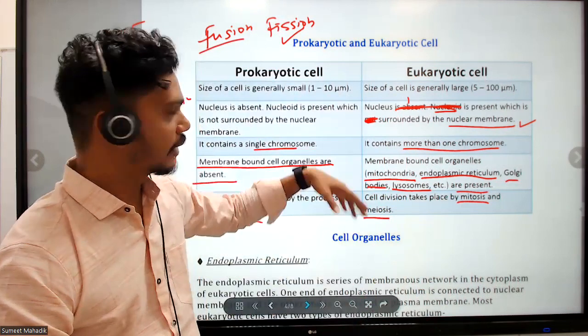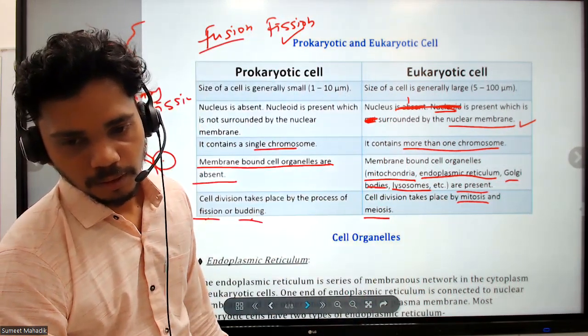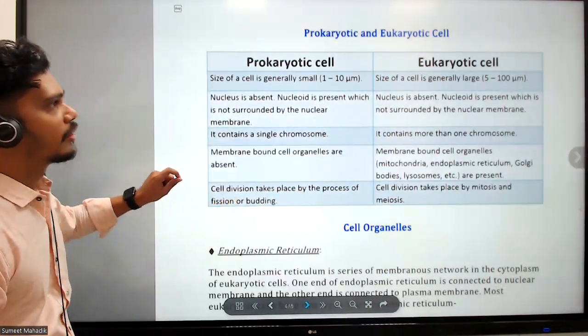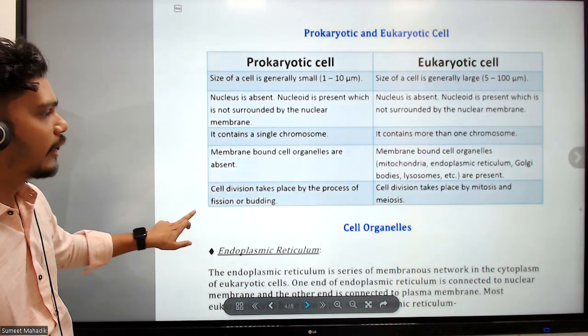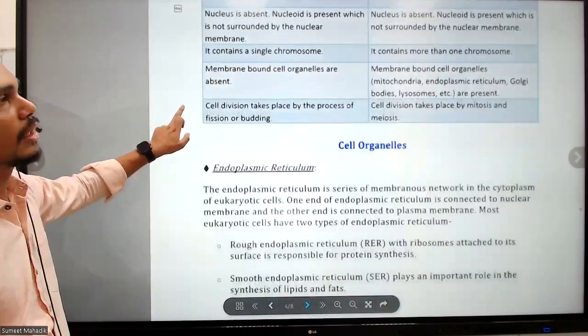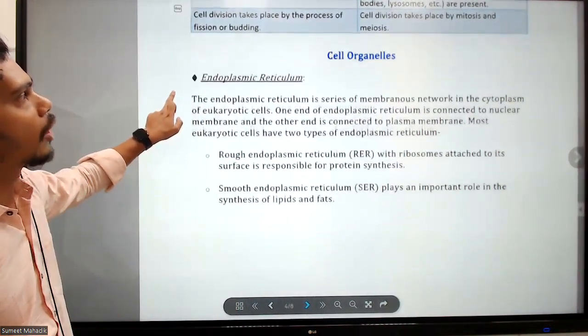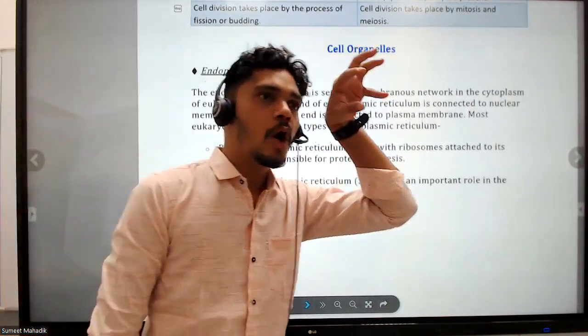Okay, let's write this quickly. Now we have just done the difference between prokaryotic and eukaryotic cells, right? And we corrected the things that were wrong. Now cell organelles. We are going to study the organelles.